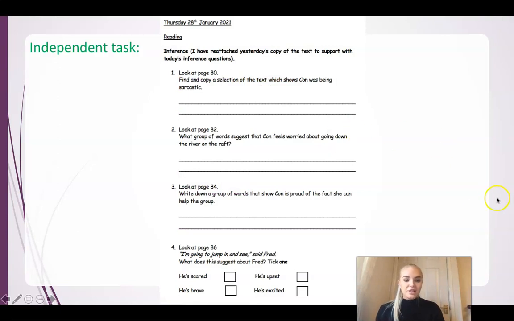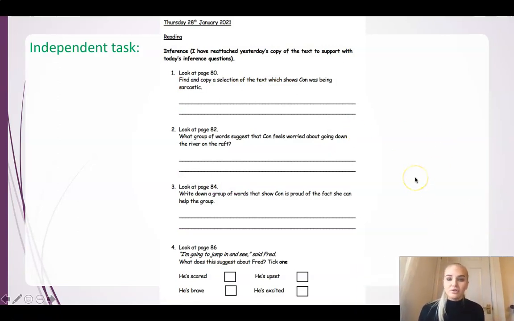Your task today, you are going to have this sheet in your resource pack. Now, just as a little note up here, I have reattached yesterday's copy of the text that we've read, just because I asked you to look at some of the pages like page 80 and 82 that are part of yesterday's reading. So there will be 6 different copies of the pages for you to look at and find the answers from, okay? So the first 3 questions are all asking you to look at pages and finding a selection of the text or words that suggest something else.